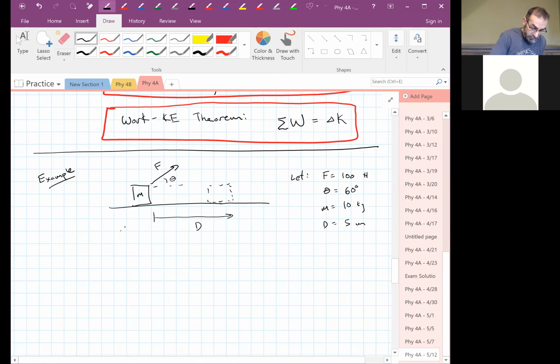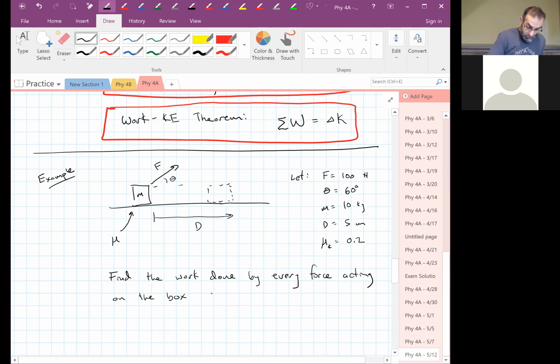Oh, and let's have friction. Coefficient of friction, 0.2. So what we're gonna do, we're gonna find the work done by every force acting on the box. And the net work done on the box.